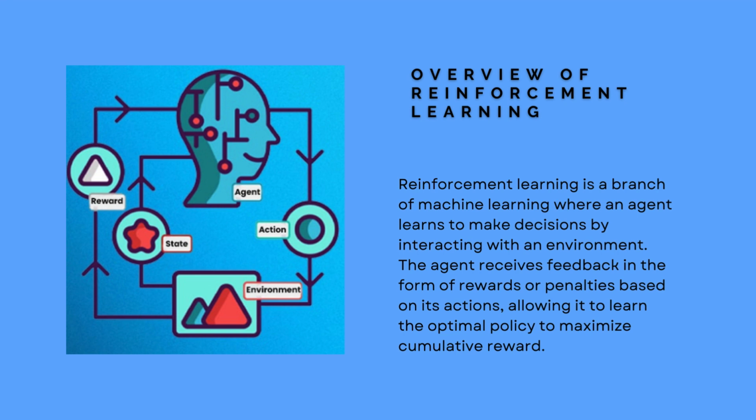Reinforcement learning is a branch of machine learning where an agent learns to make decisions by interacting with an environment. The agent receives feedback in the form of rewards or penalties based on its actions, allowing it to learn the optimal policy to maximize cumulative reward.